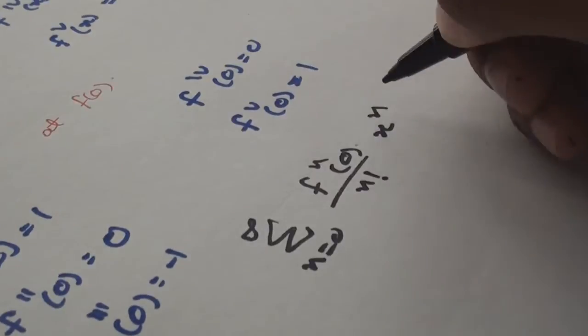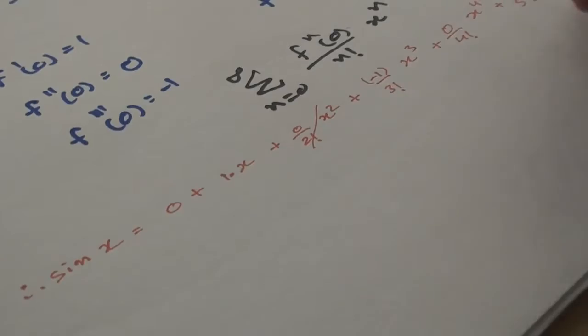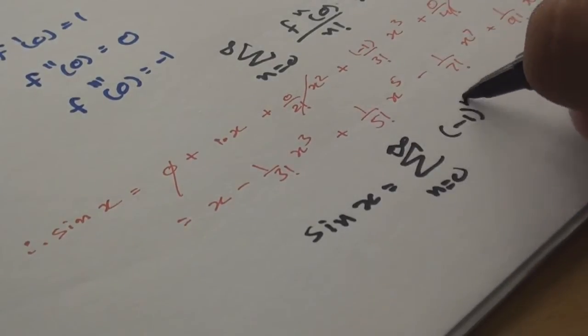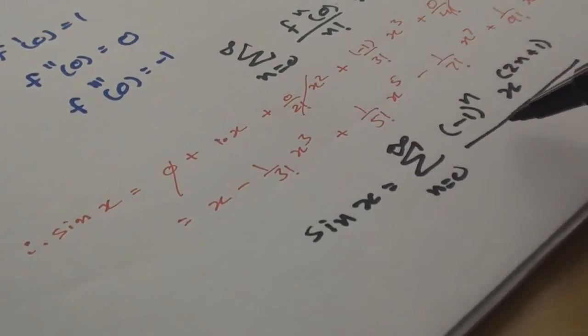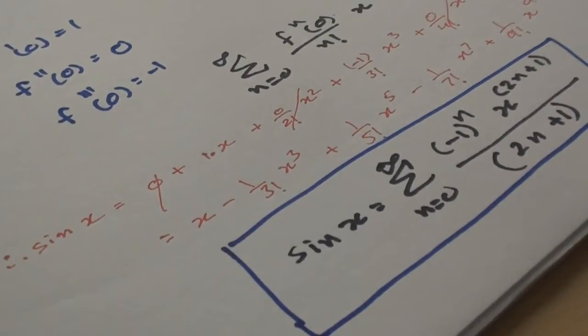Substitute in the summation formula and expand. If we notice the pattern, we can continue the series. Observing the pattern, we can generally write sin x as the summation of negative 1 to the power n times x to the power 2n plus 1 by 2n plus 1 factorial, where n ranges from 0 to infinity.